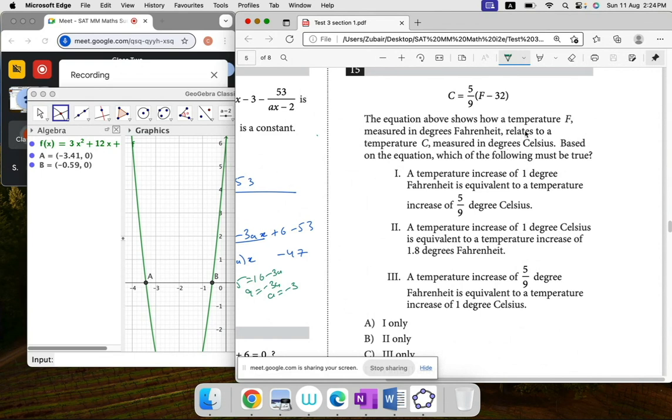The equation above shows how the temperature F measured in degrees Fahrenheit relates to the temperature C measured in degrees Celsius. Based on the equation, which of the following must be true? A temperature increase of 1 degree Fahrenheit is equivalent to a temperature increase of 5 by 9. So if I just increase it by 1, let's say I was talking about 32, at 32 degrees Fahrenheit Celsius is 0. And at 33 it is 5 by 9. So yes, a temperature increase of 1 degree Celsius is equivalent to a temperature increase of 1.8 Fahrenheit.